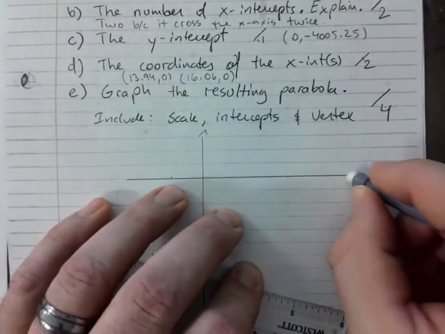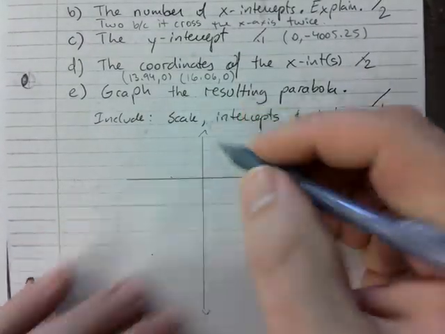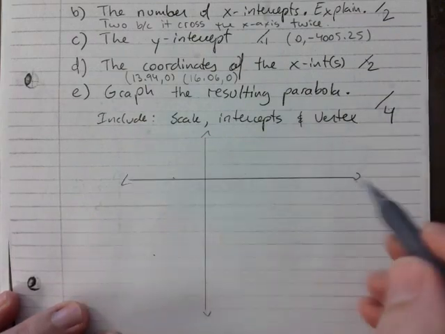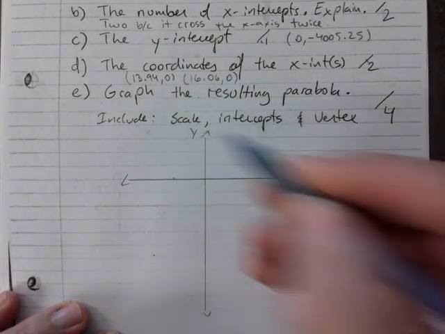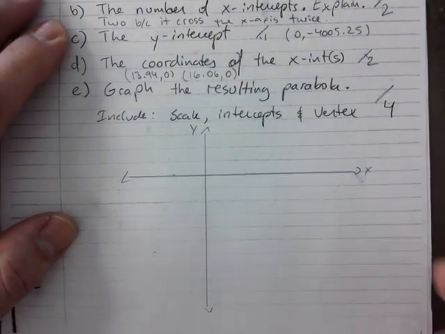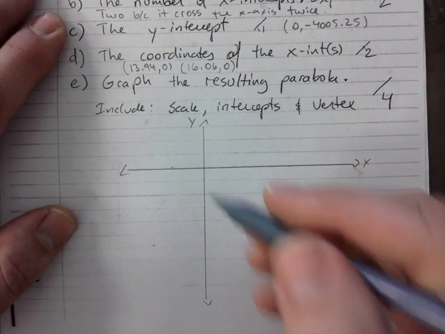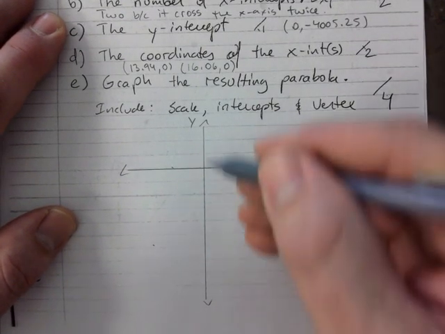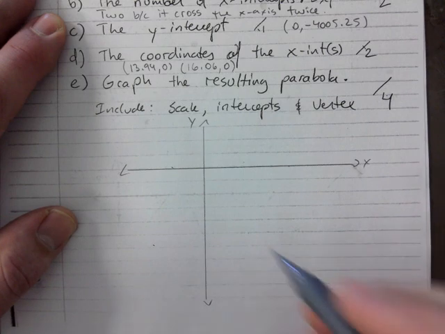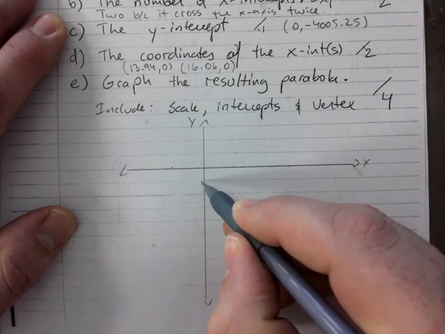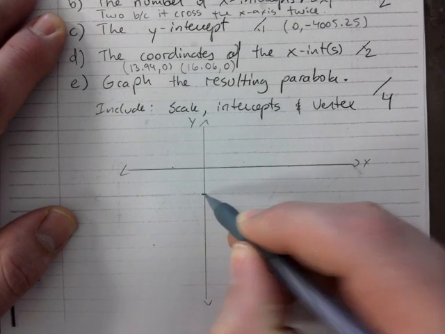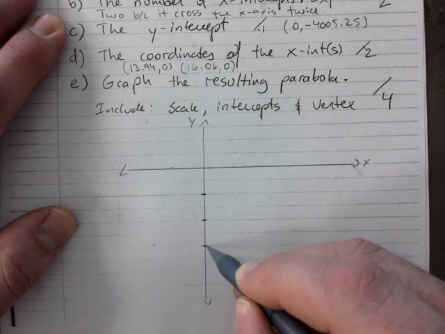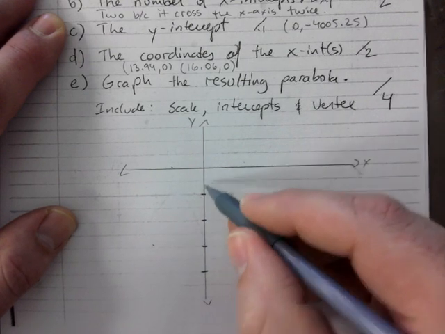Oops. So that's how you start. You just make your axes. This is the x, this is the y, and now you need a scale. My y-intercept is in the -4,000. That's what I'm going to focus on first and foremost. So maybe I'm going to go 1,000, 2,000, 3,000, 4,000, like that.